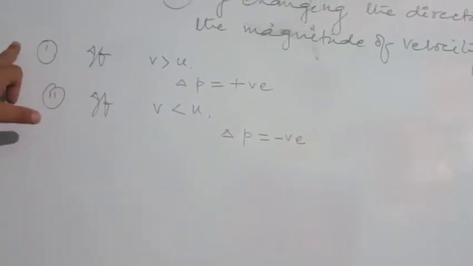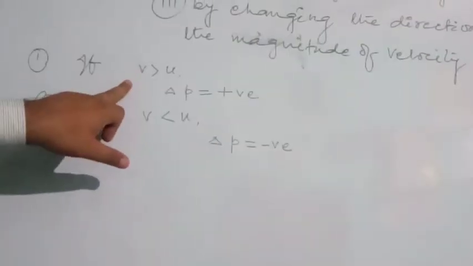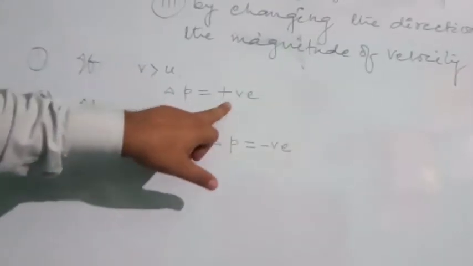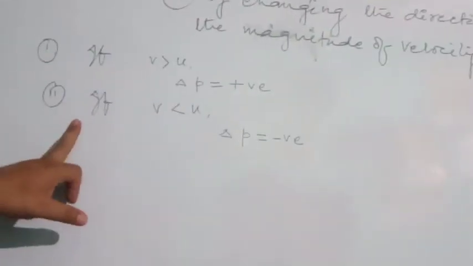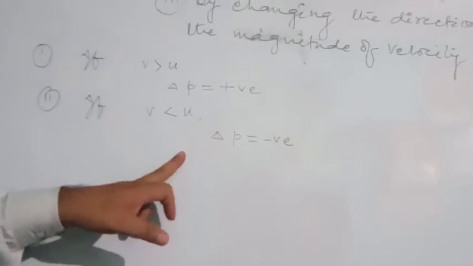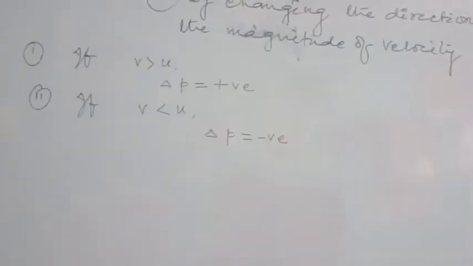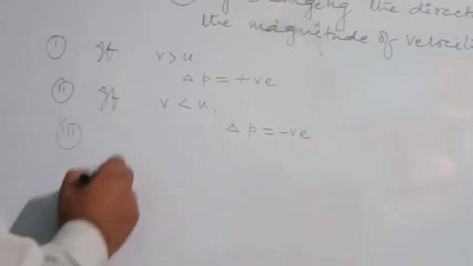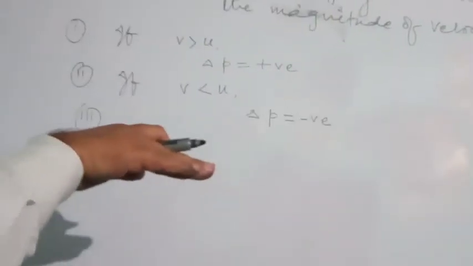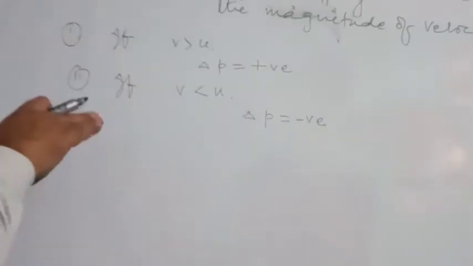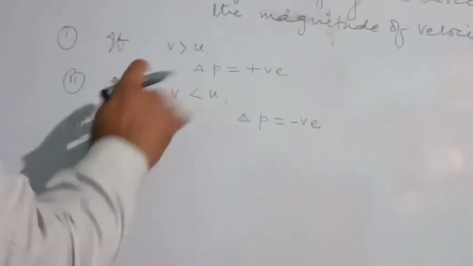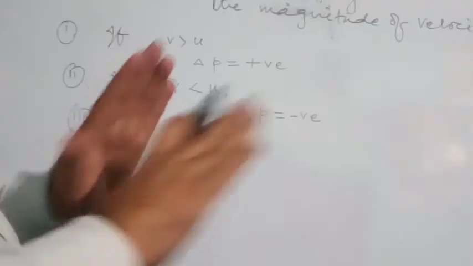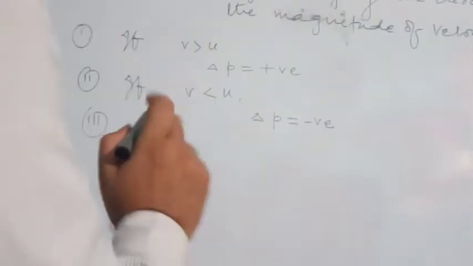In the first case, the body is gaining momentum. In the second case, the body is losing momentum. And the third one, if the object is moving with a constant velocity in a straight line, then there is no change in its momentum.